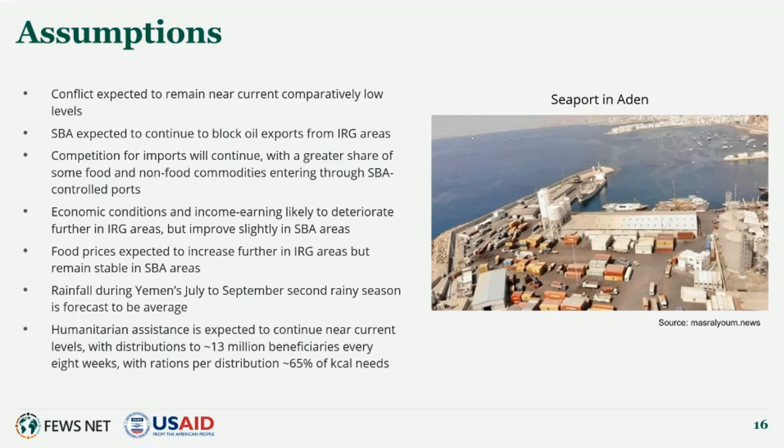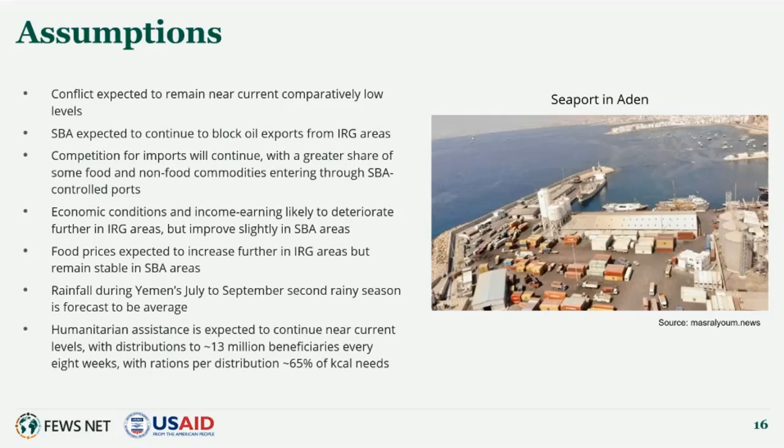And given these expectations, the IRG is expected to continue to face severe shortages of revenue, and economic conditions and income-earning opportunities are likely to deteriorate further in IRG-controlled areas. Meanwhile, in SBA-controlled areas, the pattern of gradual improvement in economic conditions and income-earning opportunities following the reduction in conflict is expected to continue. Food prices are expected to increase further in IRG-controlled areas, driven by further depreciation of the local currency. But in SBA-controlled areas, food prices are likely to remain generally stable.